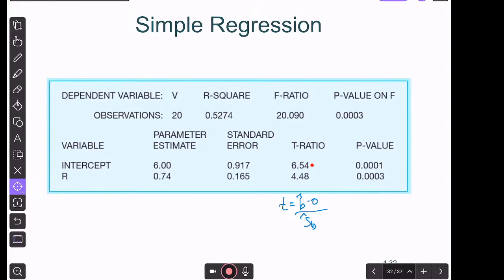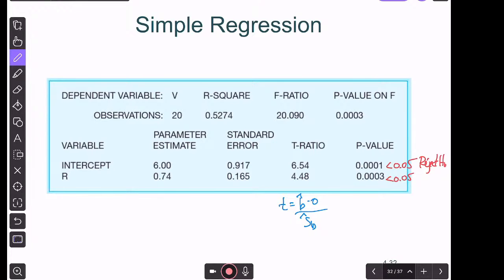That seems quite far, doesn't it? And this one is, okay, so what's this? This is the variable, R&D, I guess. And it was 0.74. Okay, so it's 4.48 standard deviations from the mean. So that's far too. So these are far away. So the probabilities of being out there are very small. Both of these are smaller than 5%. So you reject the null.